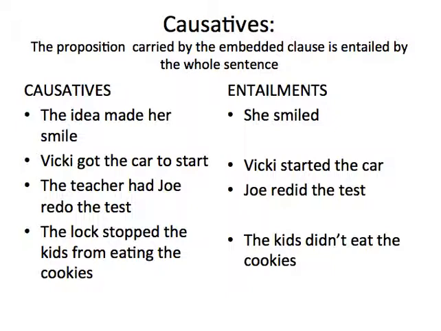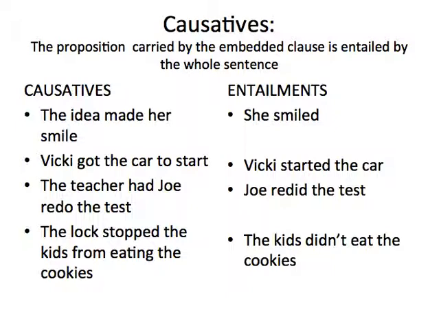The next particular type of verbs that Griffiths discusses are what are called causatives. Okay, and what we know about causatives is that the proposition carried by the embedded clause is entailed by the whole sentence. Okay. So the idea made her smile entails she smiled. That is the state that has been brought about. That is the state that's been caused. So the entailment is whatever is caused.